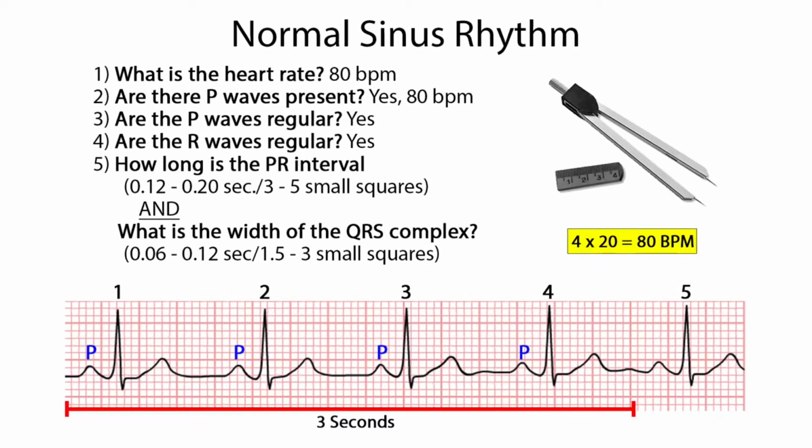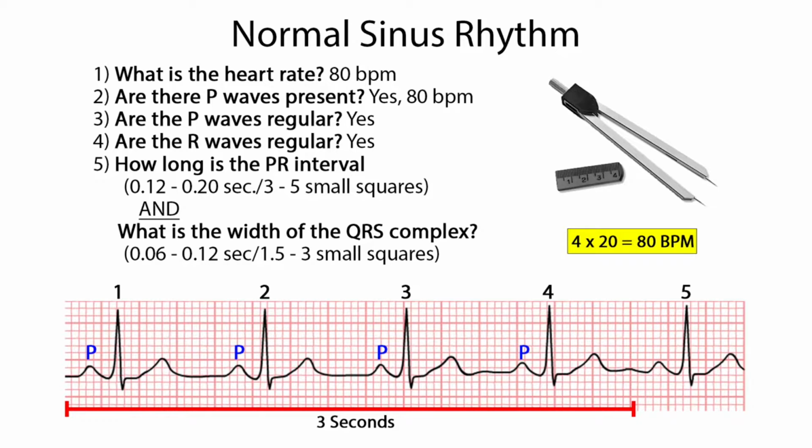Number 1, what is the heart rate? Count how many R waves in 6 seconds and multiply by 10, or count how many in 3 seconds and multiply by 20. Here we have 4 R waves in 3 seconds times 20 equals 80 beats per minute. And remember, normal heart rate falls between 60 to 100.